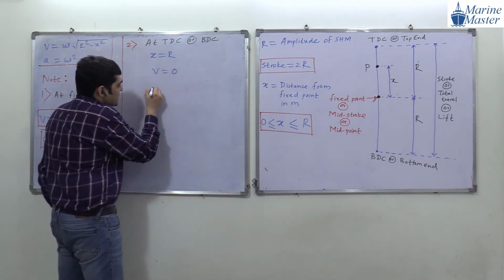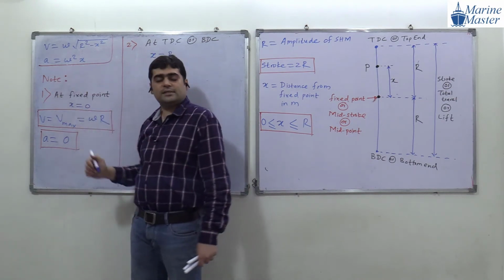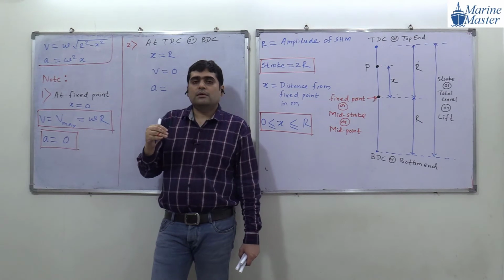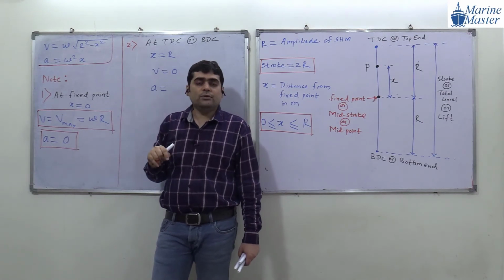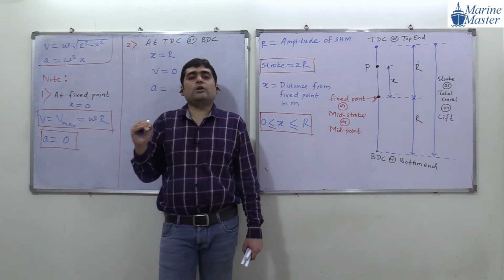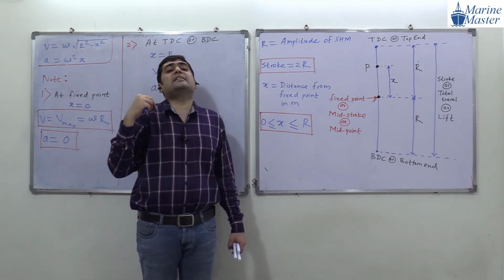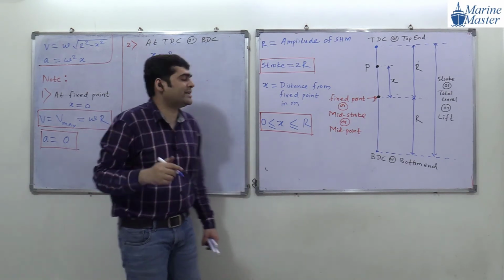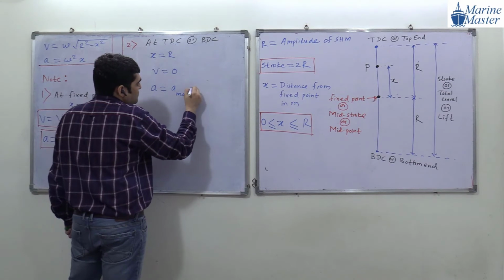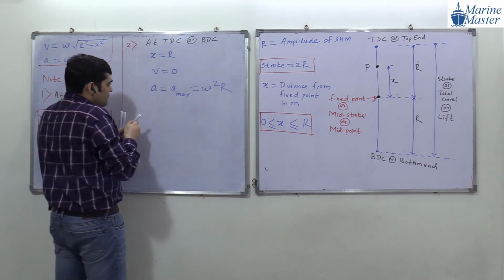Now what about acceleration, guys? Acceleration means omega square into x. Whenever the value of x is higher, then acceleration will also have a higher value. So what will be the highest value of x? The highest value of x is R. So corresponding to R, whatever the acceleration value, that will be our maximum acceleration. So A will become A max, and A max will become omega square R. Everyone getting the point?